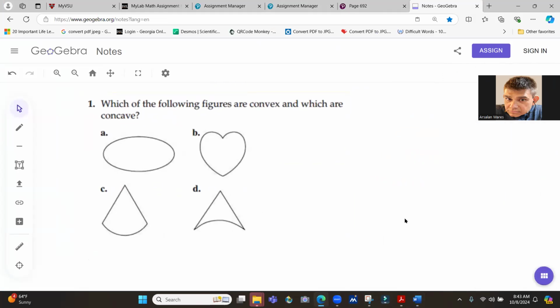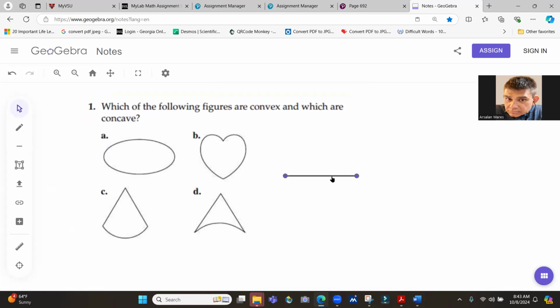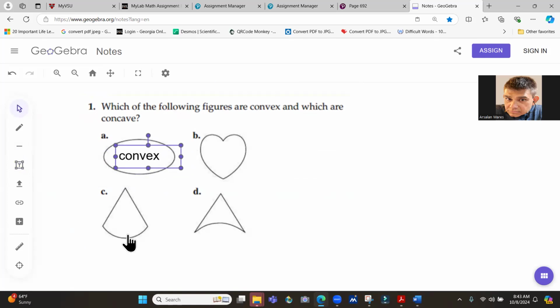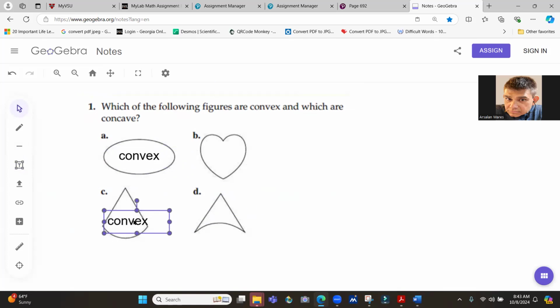Which of the following figures are convex and which are concave? Now, you cannot find 2 points inside that can be connected, and the line connecting 2 points will be outside. So this is convex, has no dents. This is convex. I'm going to write it right here. Convex. This shape has no dents. This is also convex. Part C, this has no dents.